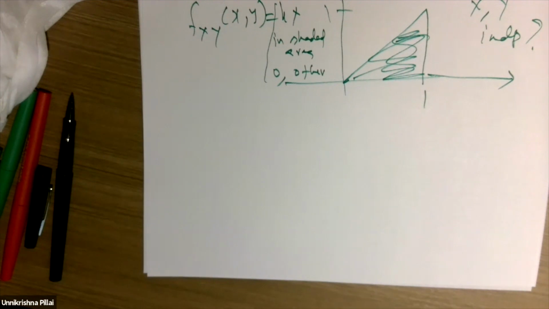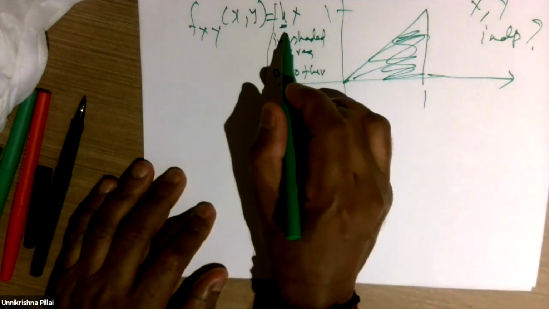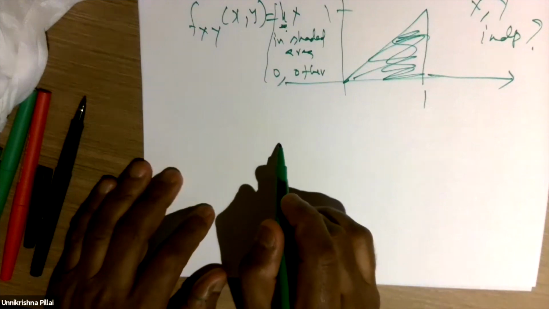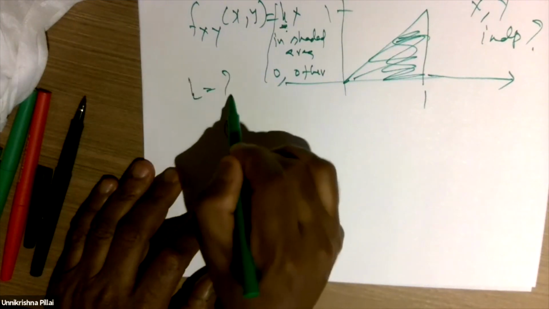So what is the procedure? Yes, somebody just said it. What should I do next? Oh, let's compute the marginal. By the way, how do you find this k here? I didn't tell you what k is. How do you find k? So let's find k first.